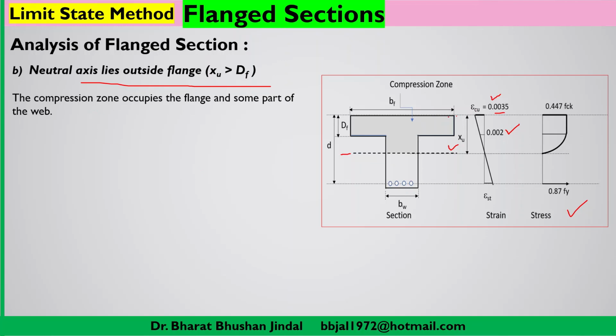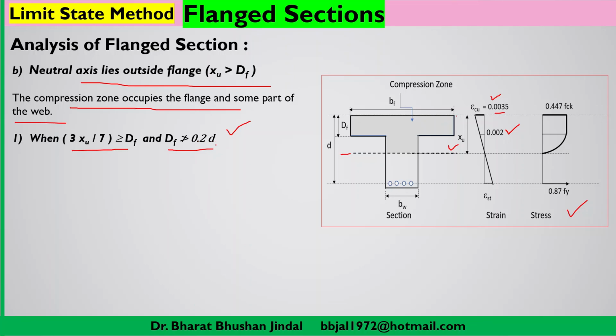So what you can observe is that this shaded portion will be able to take the compressive stresses. So the compressive zone occupies the flange as well as some part of the web, and this information you can refer from the IS code. That means when this condition is fulfilled, 3xu by 7 is greater than or equal to df, and df is greater than or equal to 0.2d.